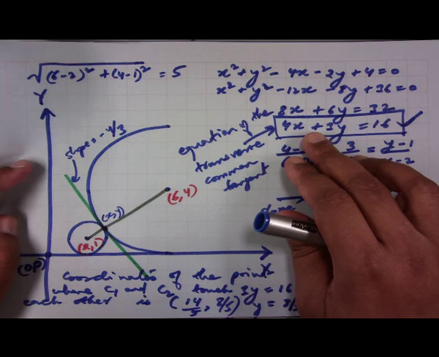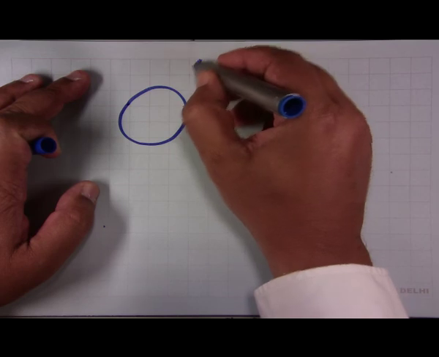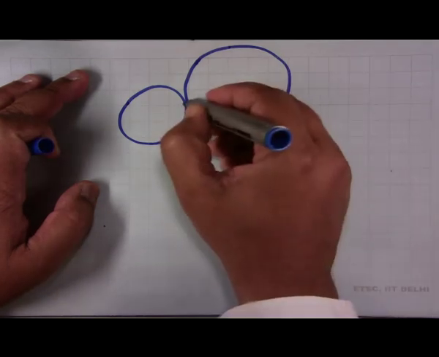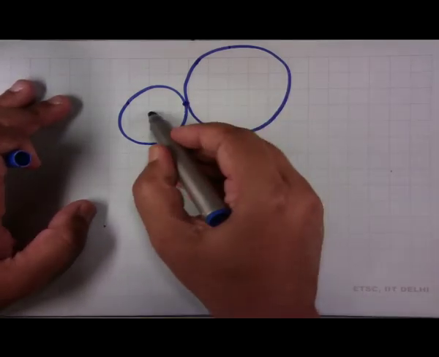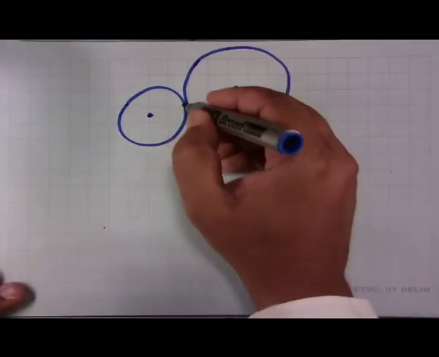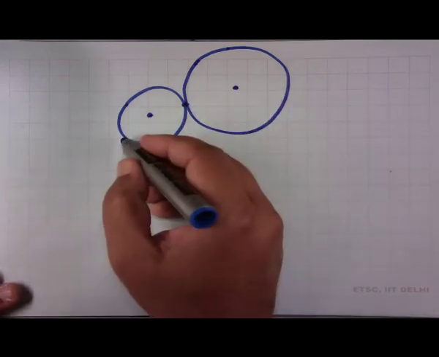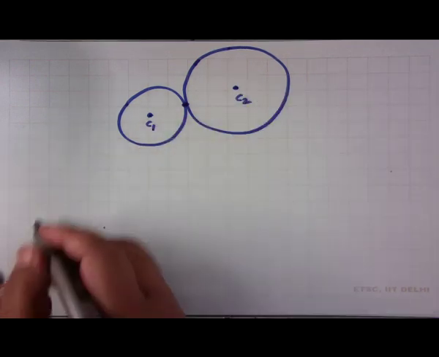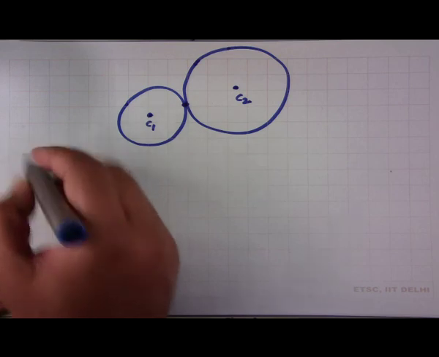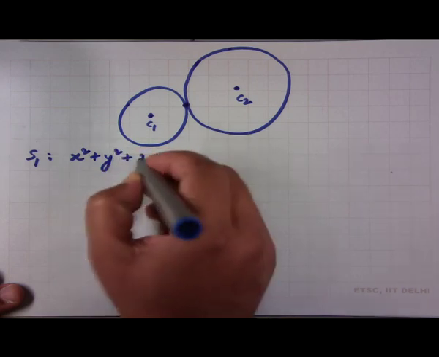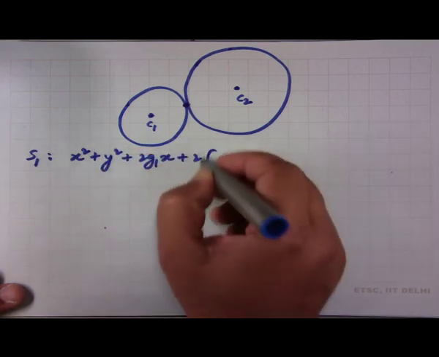So, let me quickly present that result. Let us say that we have two circles here which touch at this point, and let us say these are the centers of these two circles and they are touching at this point. So, this is the first circle. I will represent the first circle by S1. So, this is the equation of the first circle.